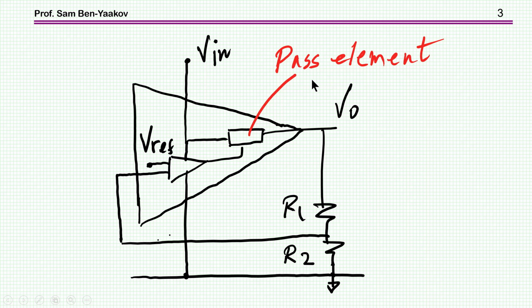the pass element, a transistor, is selected such that it could carry a current which is required at the output. LDOs could be for a few milliamps up to a few amps. So this element now is passing the current to the output from the input.